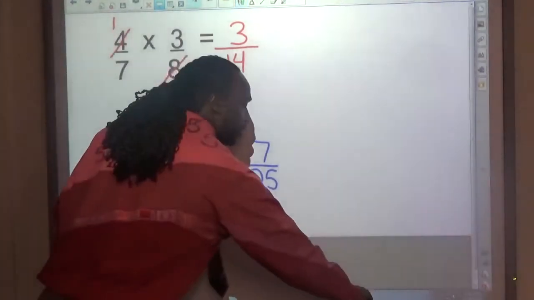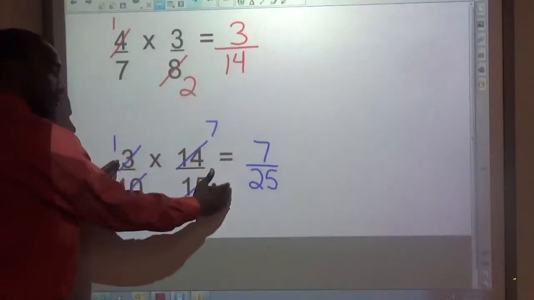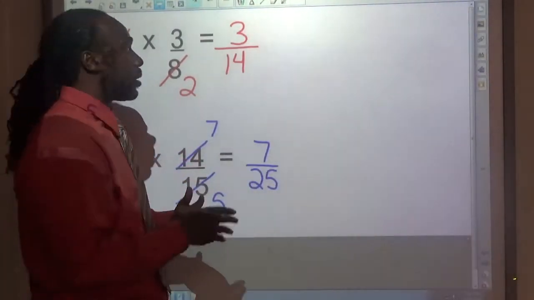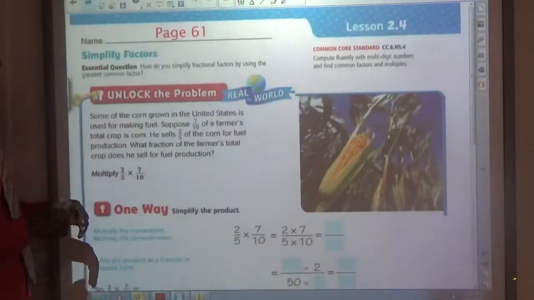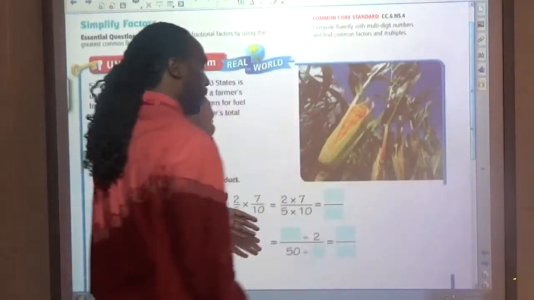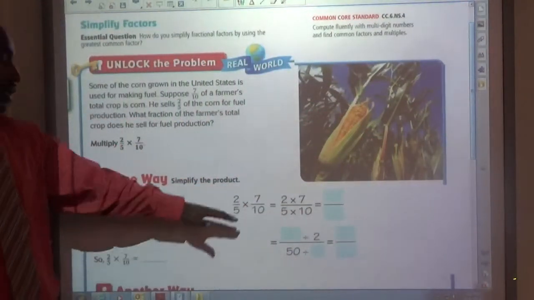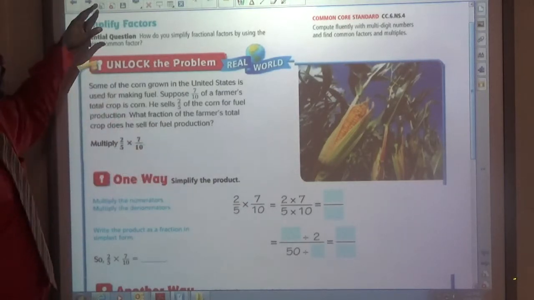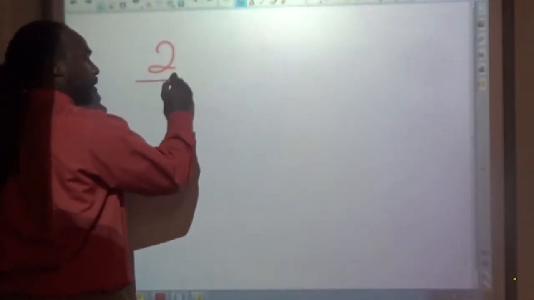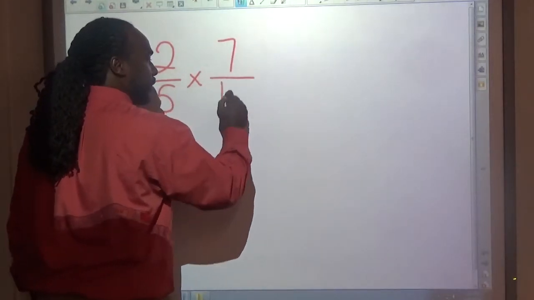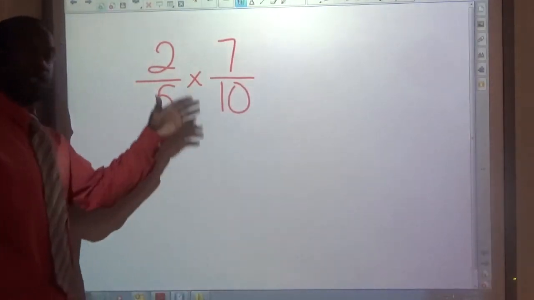So simplify first, then do your multiplication. You'll see it's a much easier way of doing it. Taking a look at this, you will see this tomorrow when you come in. This is the actual example from the book. Now they have 2/5 times 7/10. Just want to give you one more example. And again, I'm going to look diagonal.